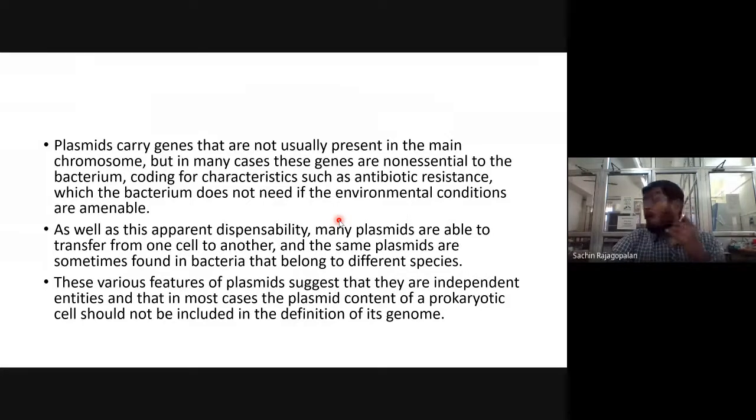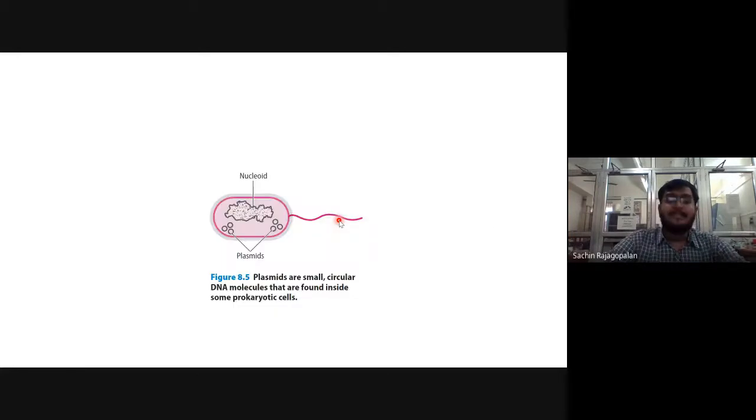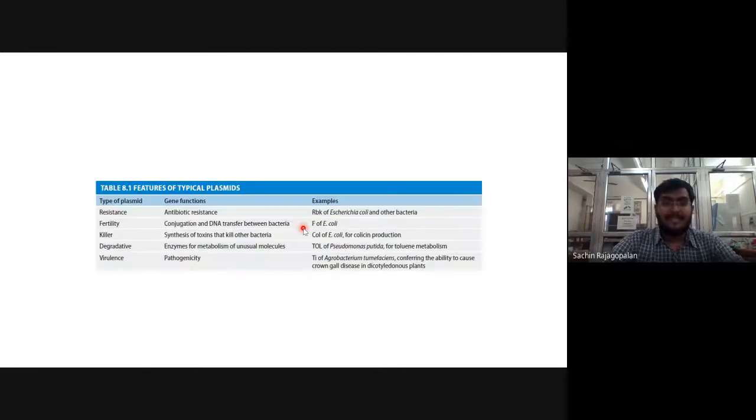Obviously, plasmids do not just code for antibiotic resistance; they code for other features also. This is an image which shows you the presence of circular plasmids along with the nucleoid in a bacteria. You can see that there are multiple plasmids in it. There can be multiple copies of those plasmids inside a single cell. So what does a plasmid code for?